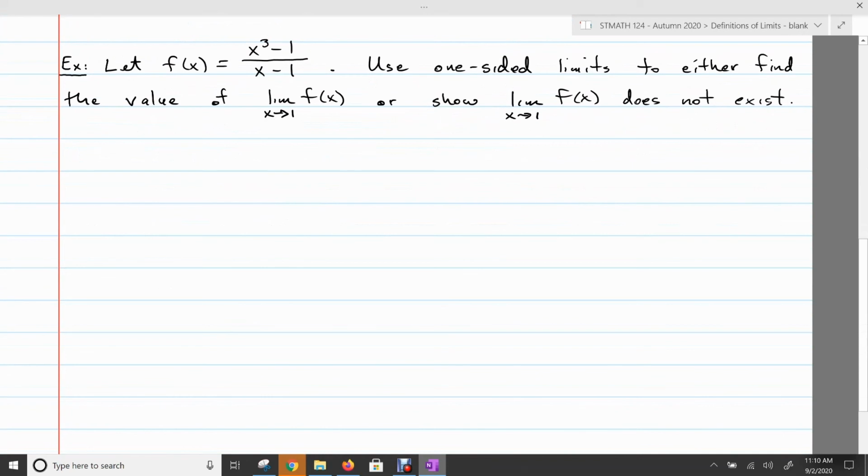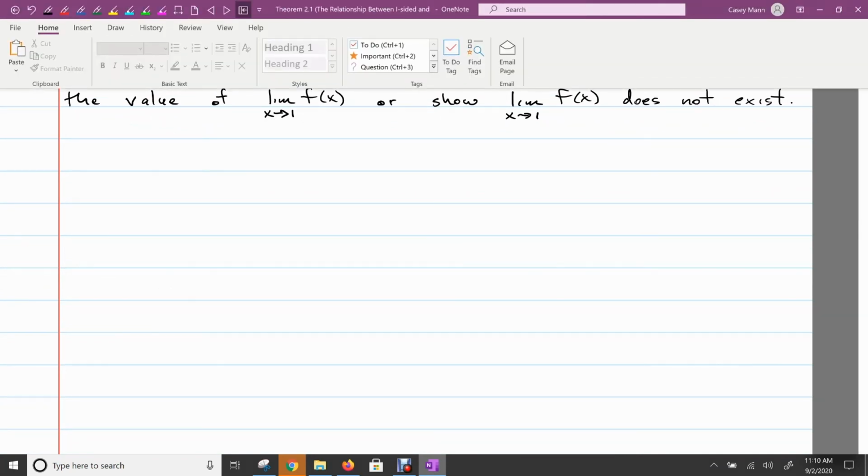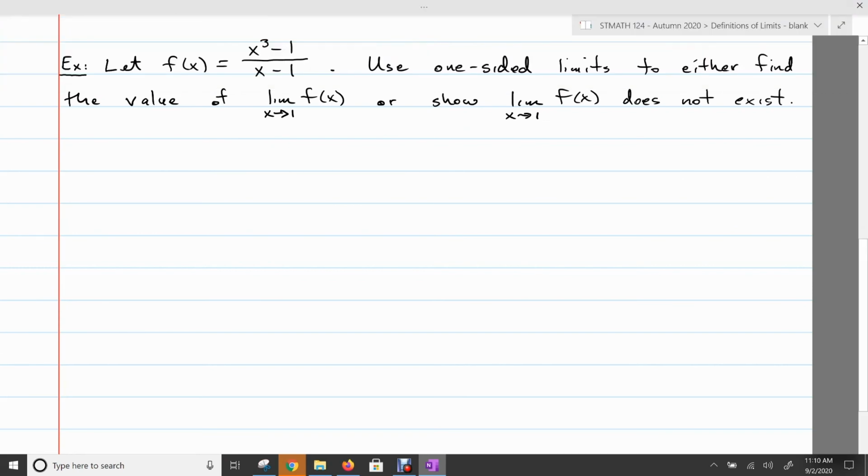So here's an example. The function is x cubed minus 1 over x minus 1. Those of you that are feeling really good about your algebra might recognize that, wow, that looks like something that might factor and simplify. And that's true, but I'm not going to worry about that right now. So I've got this function, and I want to use one-sided limits to either find the value of the two-sided limit at x equals 1 or show that it doesn't exist.